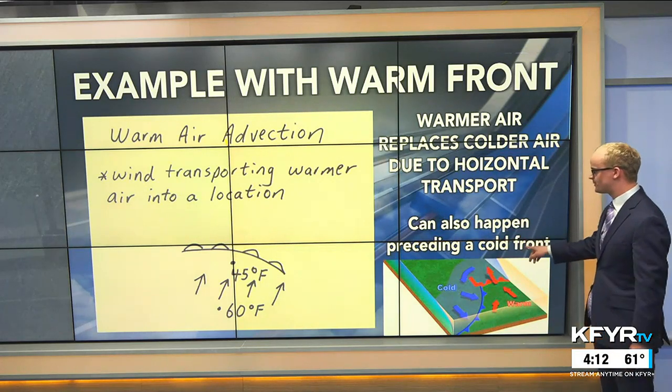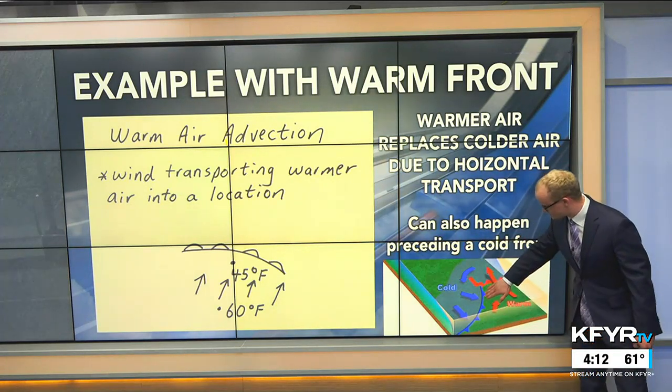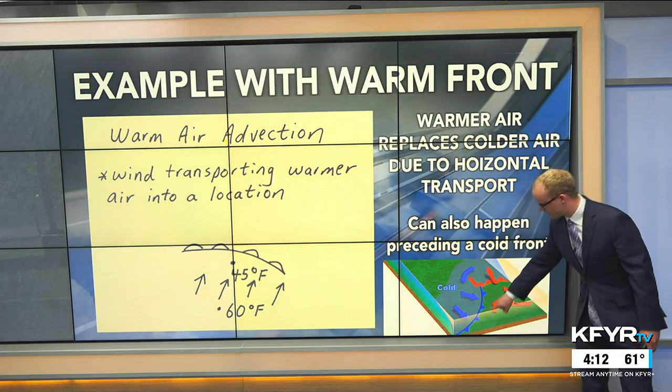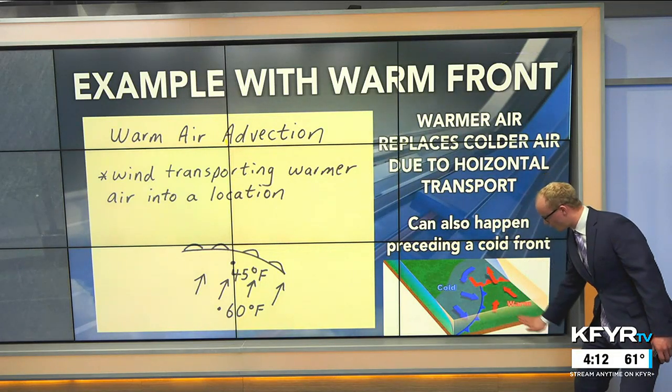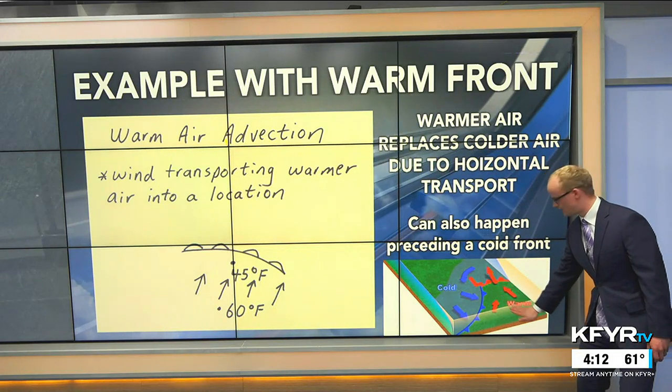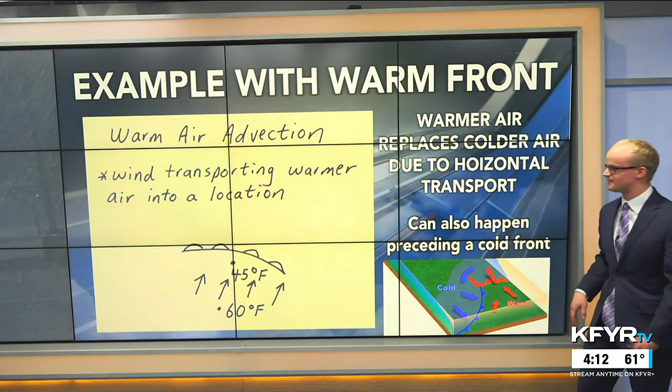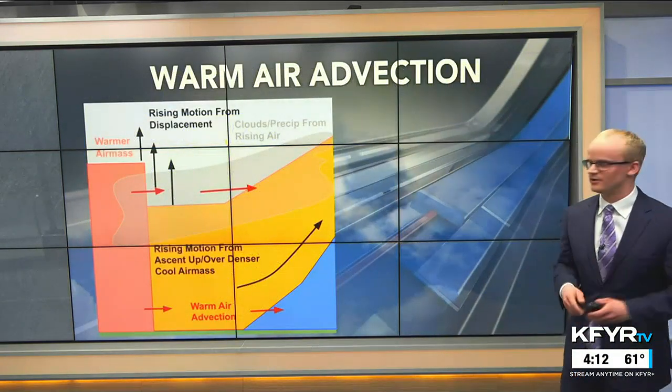And this can also happen preceding a cold front. So if we have a storm schematic here with the area of low pressure, cold front right here, the warm air can surge ahead of that cold front and increase temperatures at a point location. Warm air advection in that case as well.